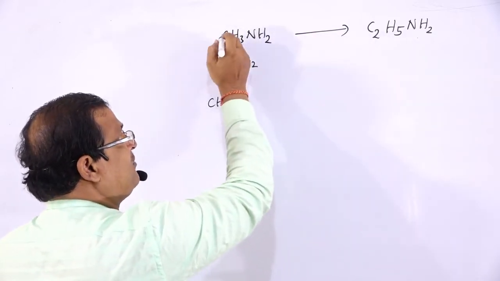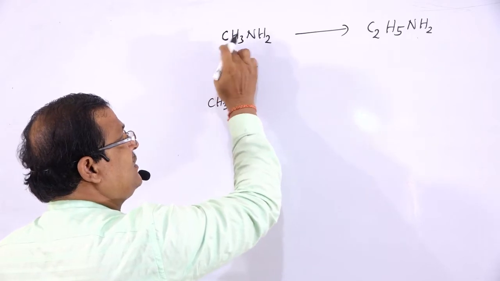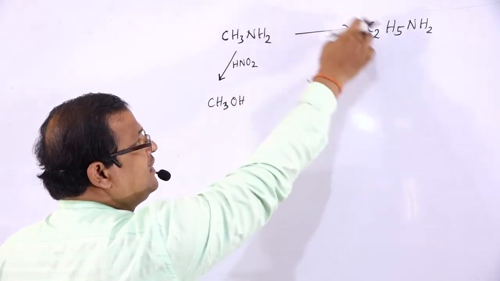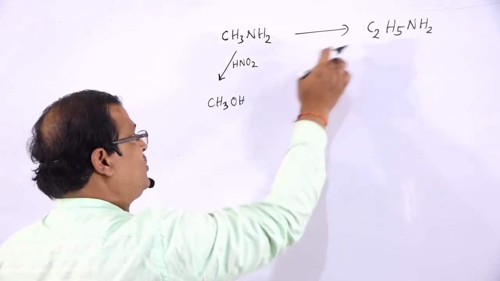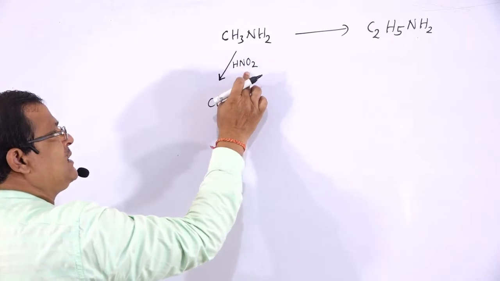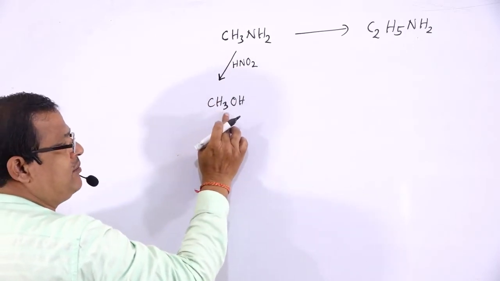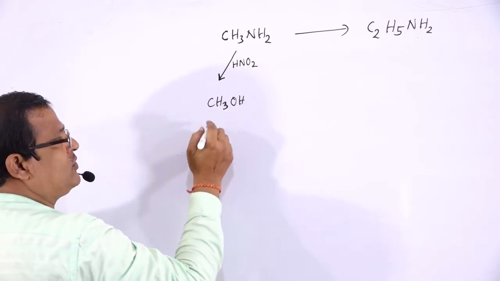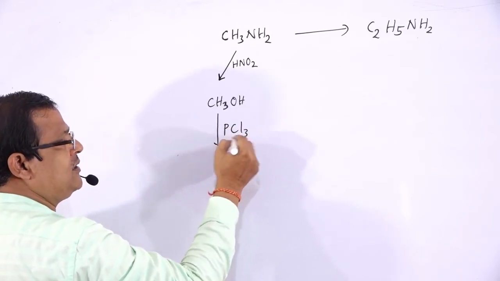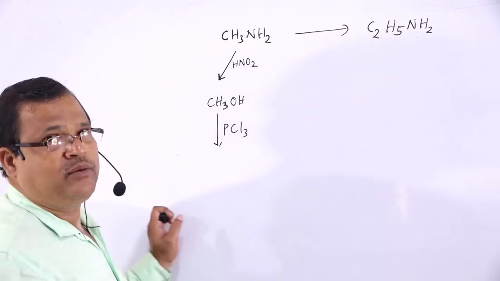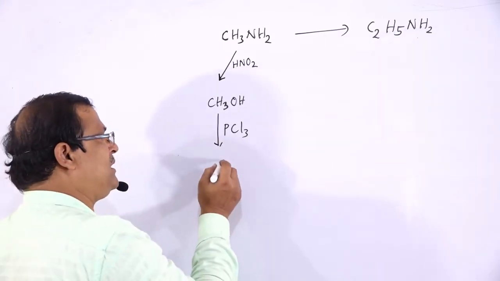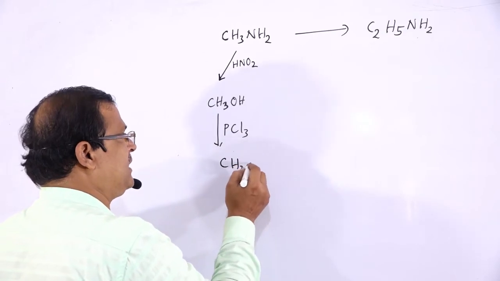We have to increase the number of carbon atoms. The number of carbon atoms is 1 in this case, but in the product it is 2. So methylamine is treated with nitrous acid, forming methyl alcohol. This methyl alcohol is treated with, for example, PCl3, PCl5 or SOCl2, and there is the formation of CH3Cl.